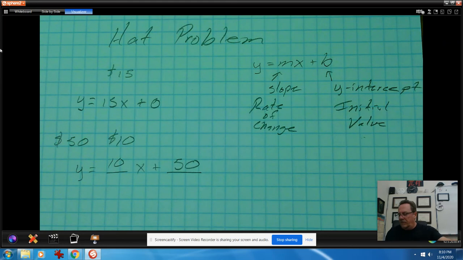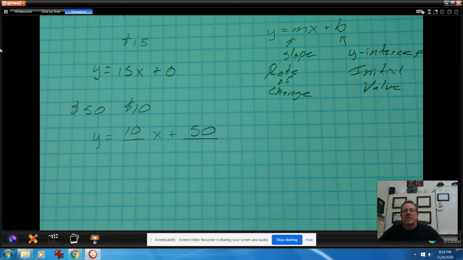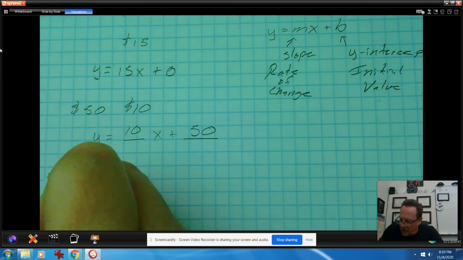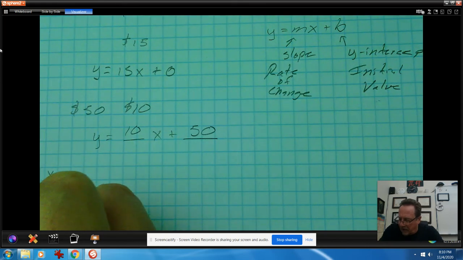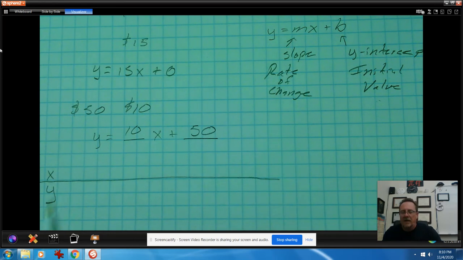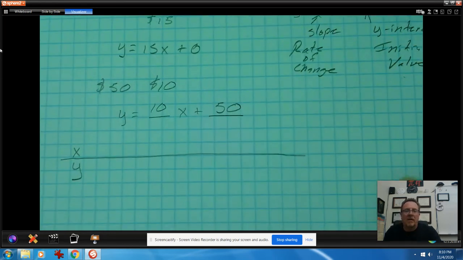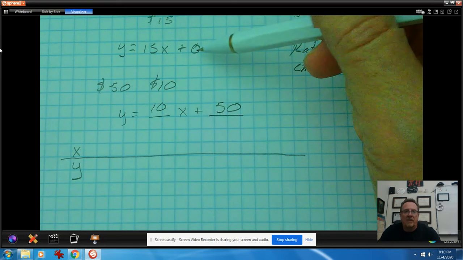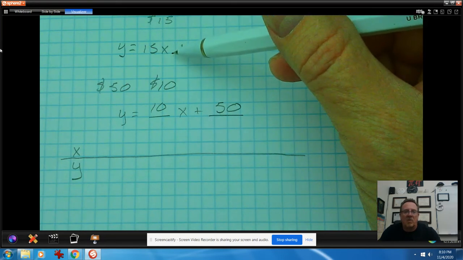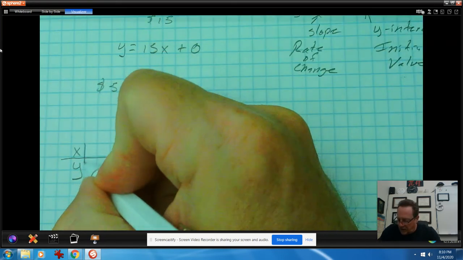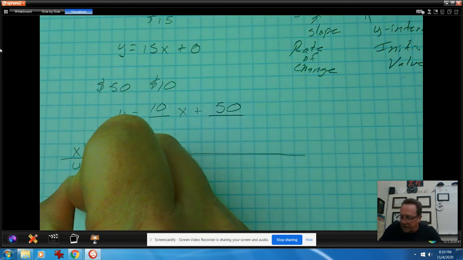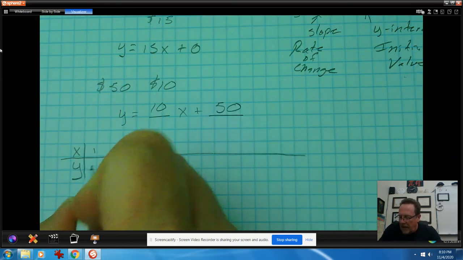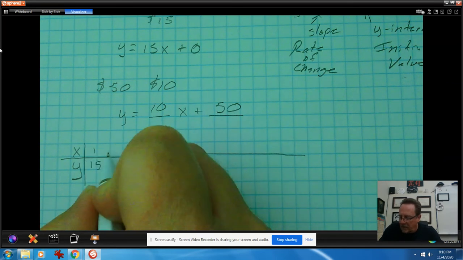Some people, when they've done problems like this, choose to make some tables. You can make a table and say, I'm going to put my X and my Y in here. And we can use our equations. The first equation, we're really just going to take 15 times whatever X value you put in. So you can start your table off and say, for one hat, it costs $15.